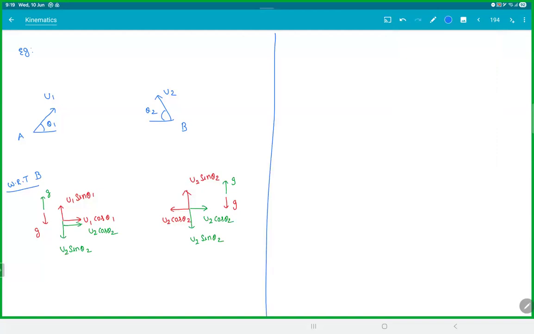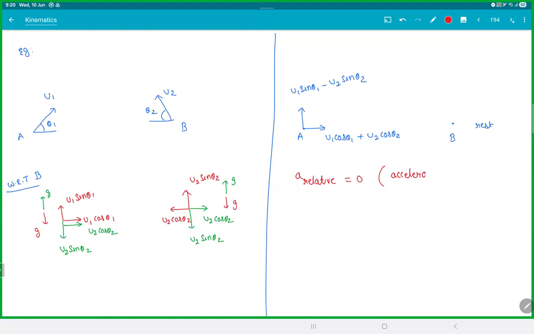And now if you ask B, B will say, okay, I came to rest. All got cancelled. That's what we wanted. And if you ask him, boss, what do you think about A? B will say A is going horizontally. Now look at this. These two are adding up. Same direction. u1 cos theta 1 plus u2 cos theta 2. And in the vertical direction, it is going with u1 sine theta 1 minus u2 sine theta 2. And interestingly, gravity got cancelled. And it will say the relative acceleration is 0. So B will think A is going with a constant velocity.